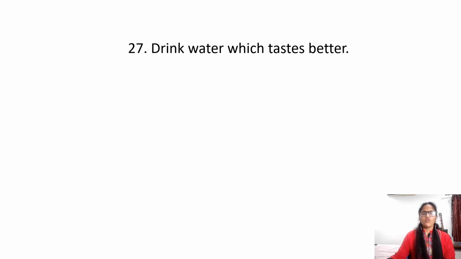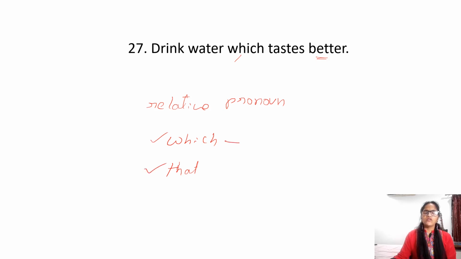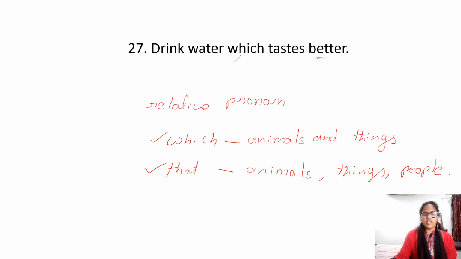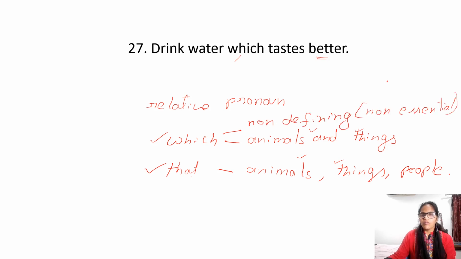Next question, drink water which tastes better. Now, which is a relative pronoun. Now we have which and that. Generally we are confused whether to use which or to use that. Which is used for animals and things only, whereas that is used for animals, things and also people. Which and that both can be used for animals and things, right? Now which one to use in what case? We use which when the clause is non-defining. When there is a comma, we have to use which. That is used with a defining or essential clause.